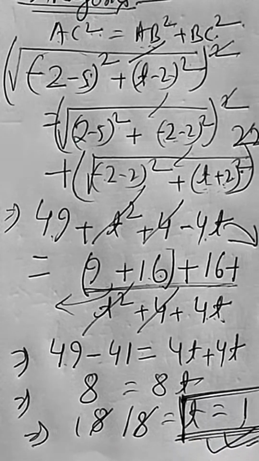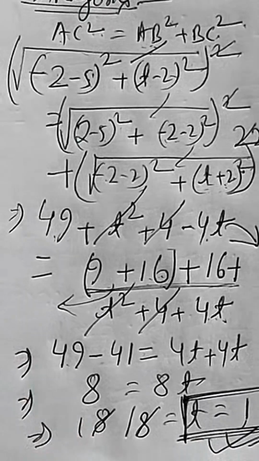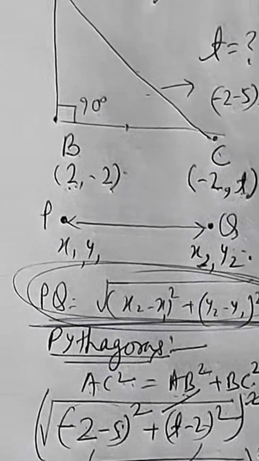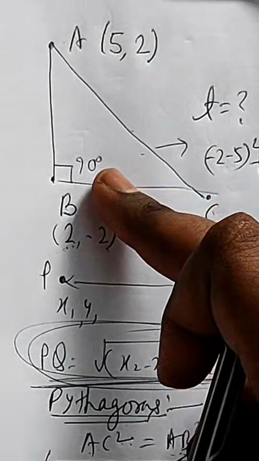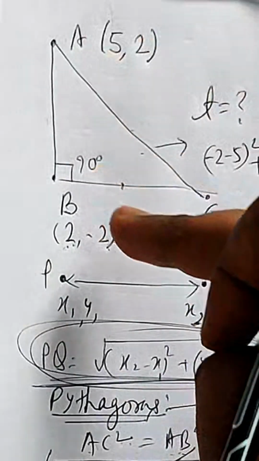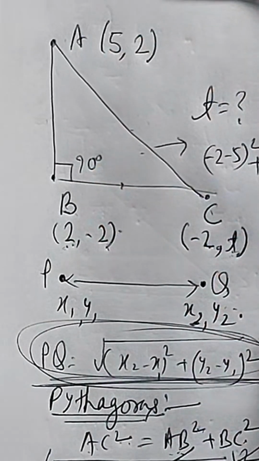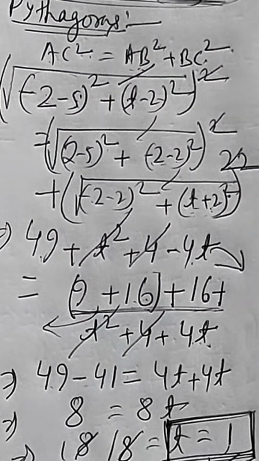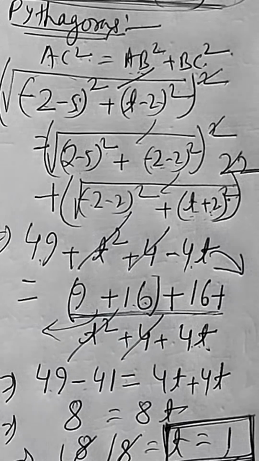This is satisfying your criteria that A, B, C are the shown vertices of the right angle triangle, and angle B is the right angle, and if these vertices are (5, 2), (2, -2) and (-2, t), then the value of t will be coming as 1. So in this way we have solved this question, right?